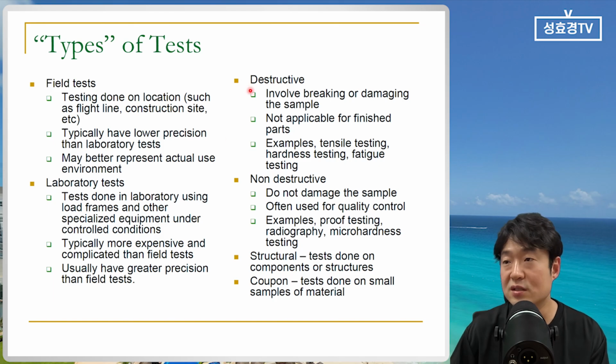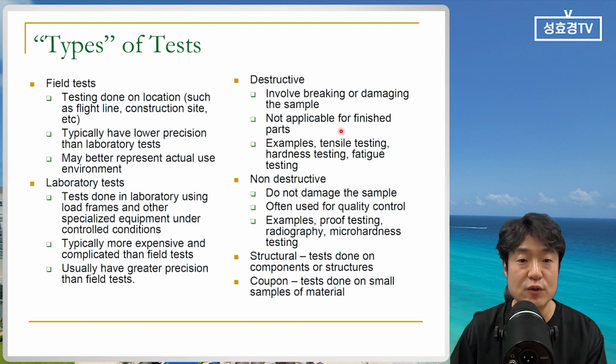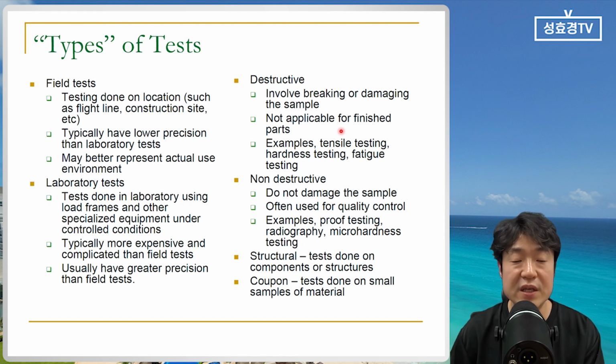Destructive means that eventually, finally, the specimen is broken, so we are breaking or damaging the sample. So we can do the test before fabrication, but when it is going to the finishing part, for example when it is already in an airplane, we cannot just cut the samples. For example, tensile testing and hardness are destructive. Fatigue testing also ends in failure.